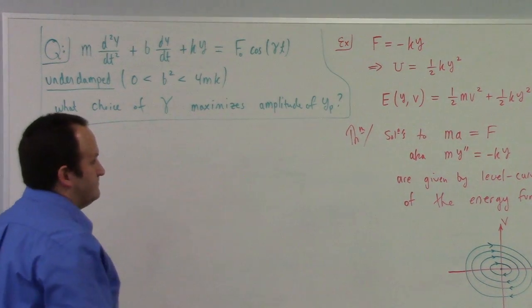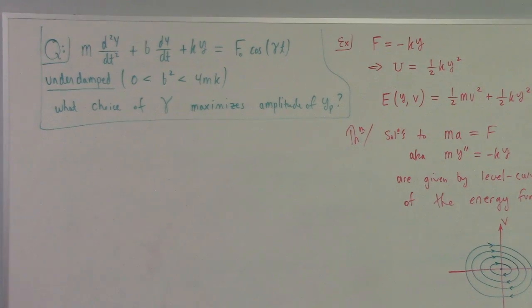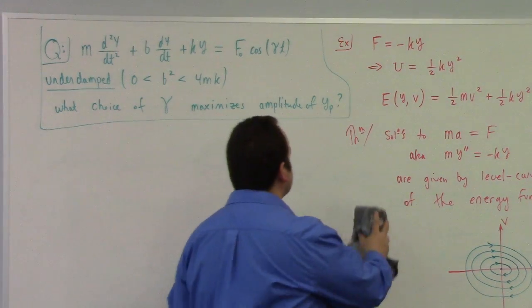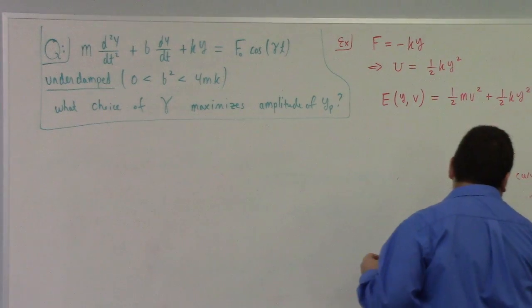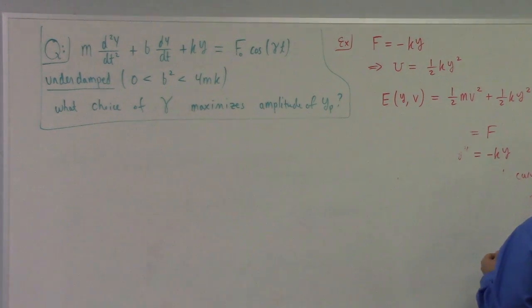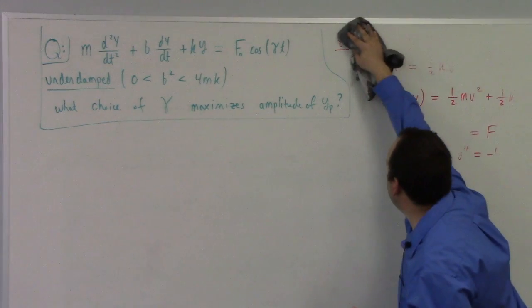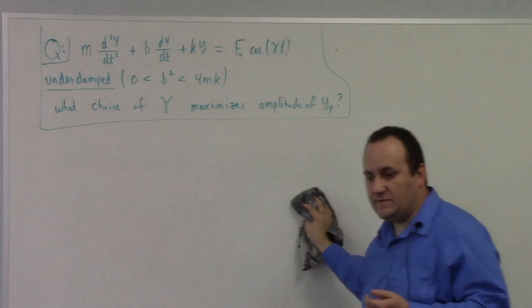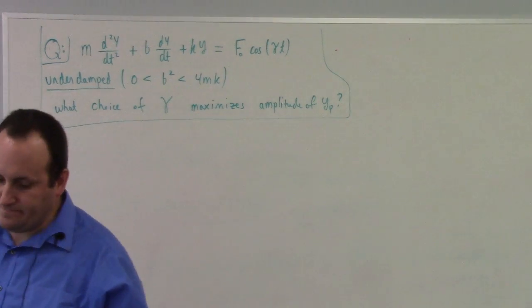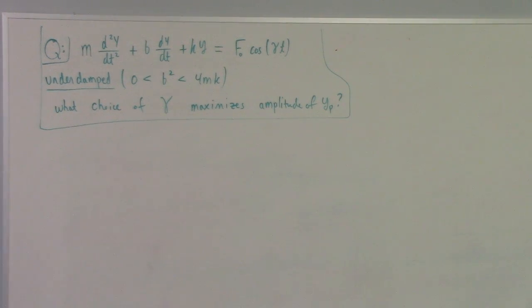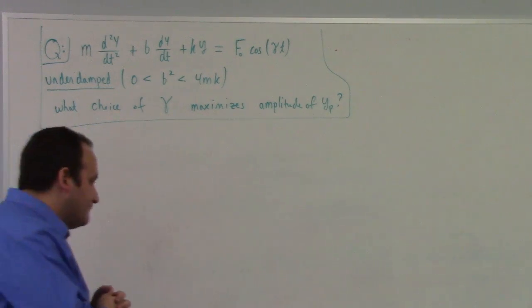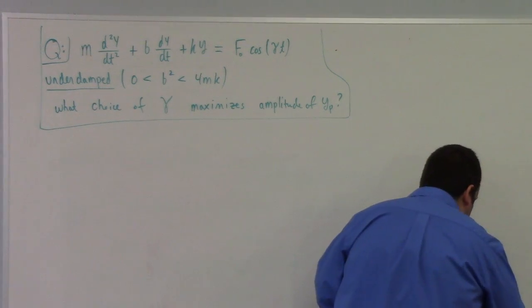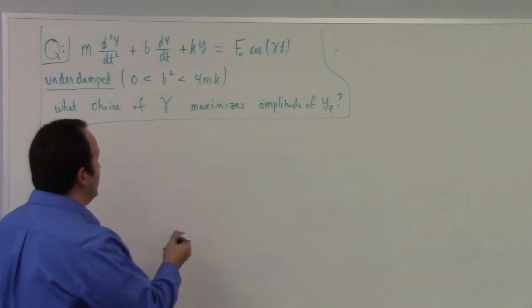Now, there is an easy way and a hard way to do this problem. The hard way to do this problem is to use real notation. If I was to use real notation, I would guess that the solution has the form A cosine gamma t plus B sine gamma t, right? But I know if I use complex notation, I can get through this in a much nicer way.